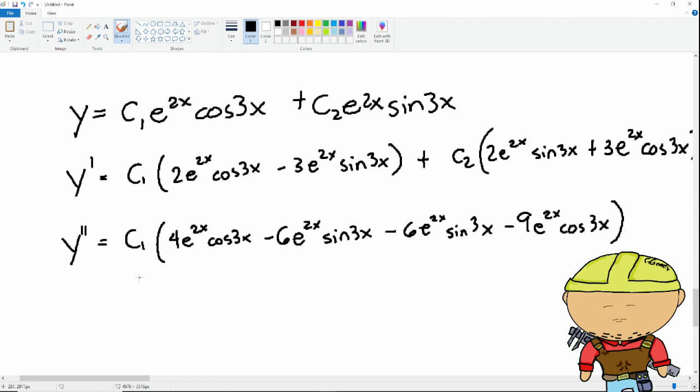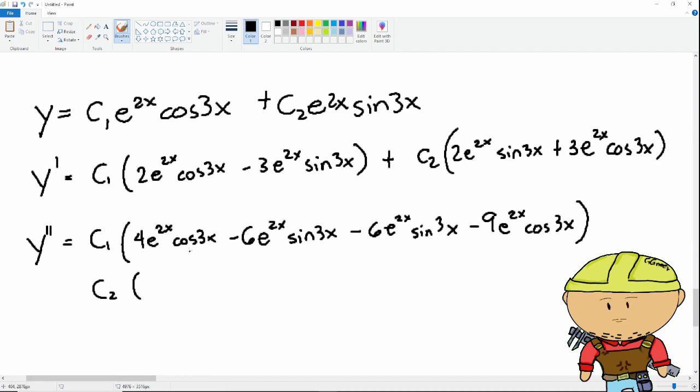So that's C1. As for C2, we will have 2 e to the 2x sine 3x. So 2 e to the 2x first, it will become 4 e to the 2x sine 3x, plus positive 6 e to the 2x cosine 3x. Positive because sine differentiated to cosine is still positive, but 6 times 2 from 3 sine 3x will become 6.